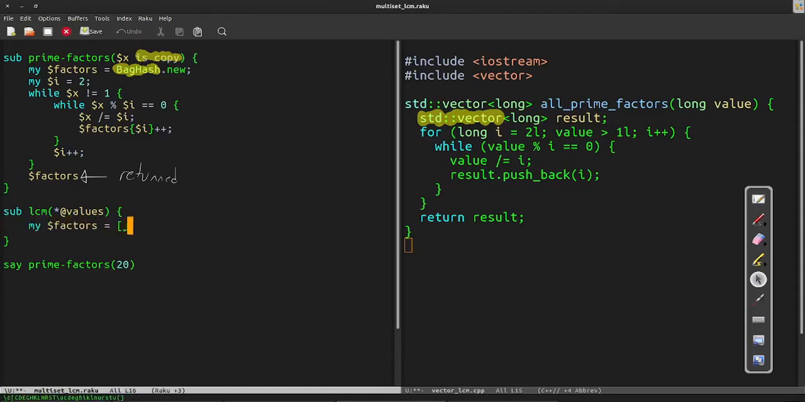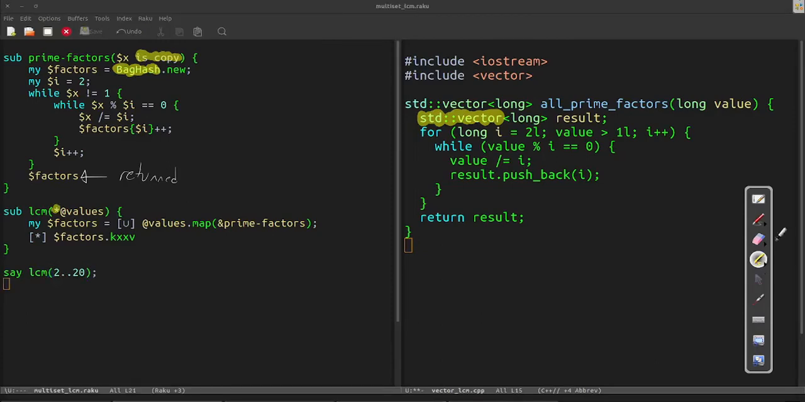Inside our function, we get the prime factors of each number. Then we take the union of all of the bag hashes. The union in Raku can be written using the Unicode union symbol or the vertical bar on your keyboard. By enclosing a binary operator in square brackets, we convert it to a function that reduces over a list. The variable factors now stores our multiset of prime factors. To convert that to a list, we call kxxv on it. The name of this function might seem bonkers, but it actually makes some amount of sense.